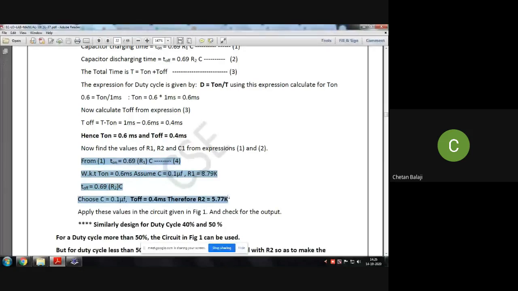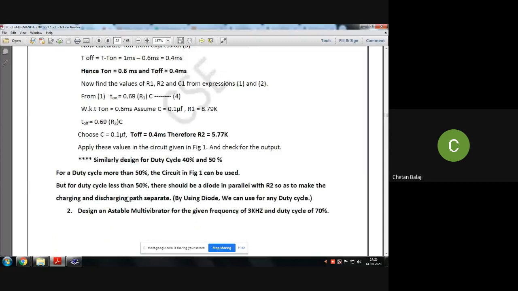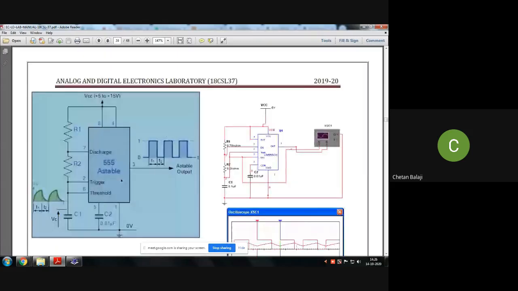Coming back to this diagram directly, here we have unknown terms: R1 is 8.76K, from the formula. R2 is 5.76K, which you also got from the formula. C1 I have assumed as 0.1 microfarad. C2 is a constant. Now I have to start rigging up the experiment.